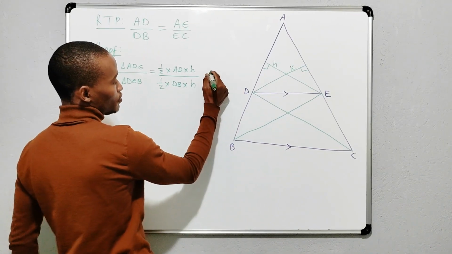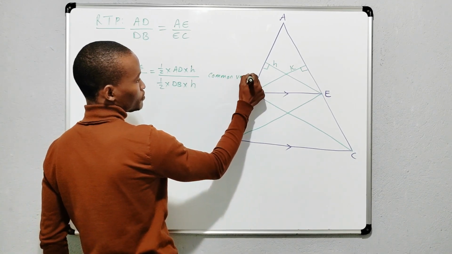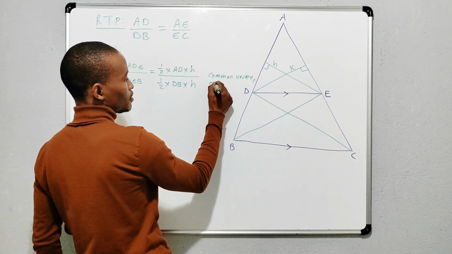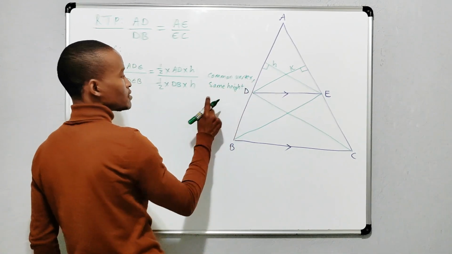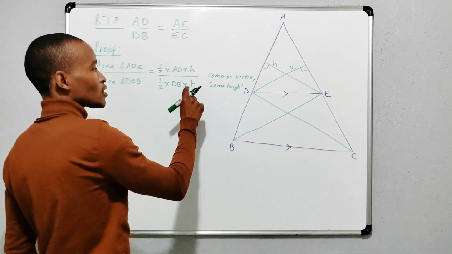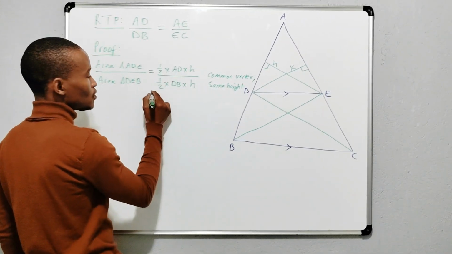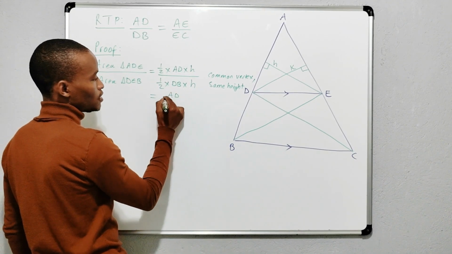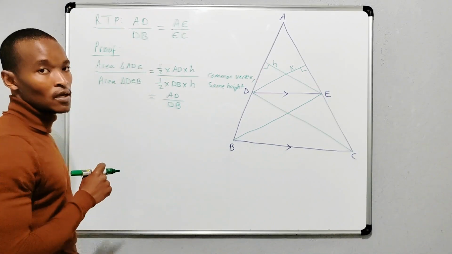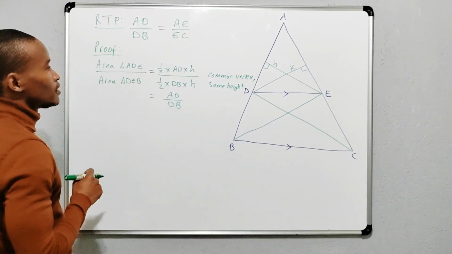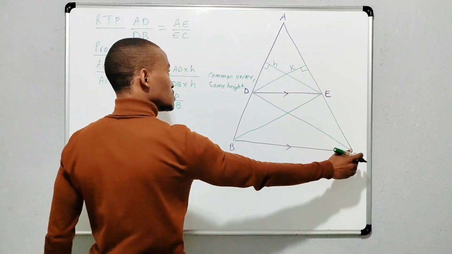Okay, so we state that as the reason that allows us to talk about H and H there. Cancellation happens. What is left? AD over DB. We have the left-hand side of the required to prove statement. Let's go to this side.